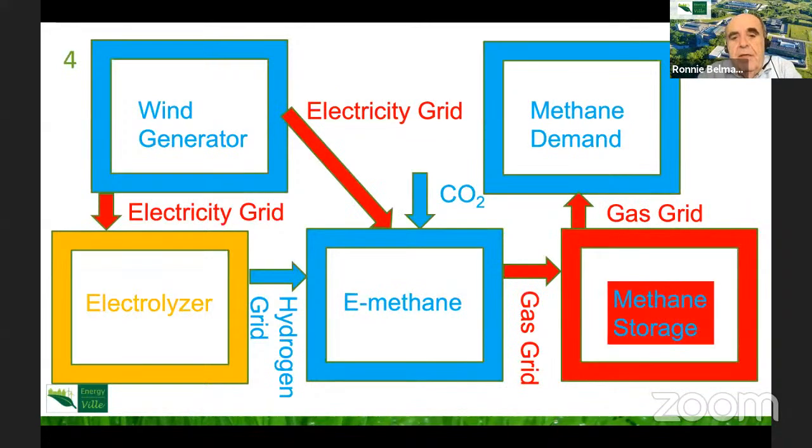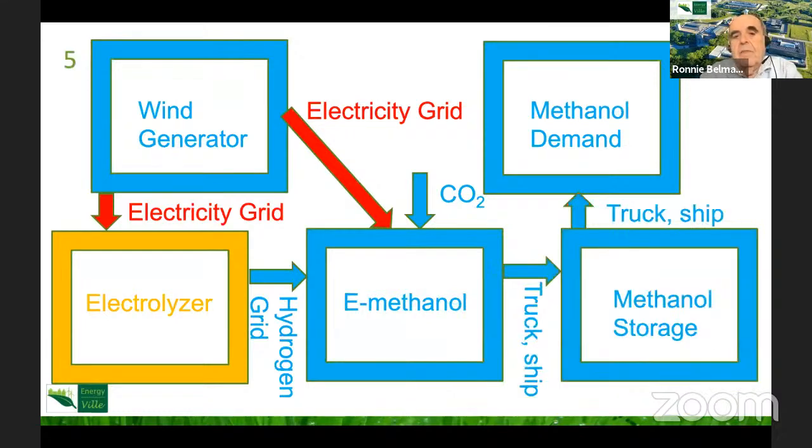Now, if we do the same thing, and we go from the electricity grid, and we make hydrogen from electricity, we combine that with CO2 to produce e-methane, which is e-natural gas. That's, of course, not correct. It's e-methane. You put that into the gas grid, and you store it. Then you get a regulated storage, the methane storage, the natural gas storage. Totally different. Same energy flow.